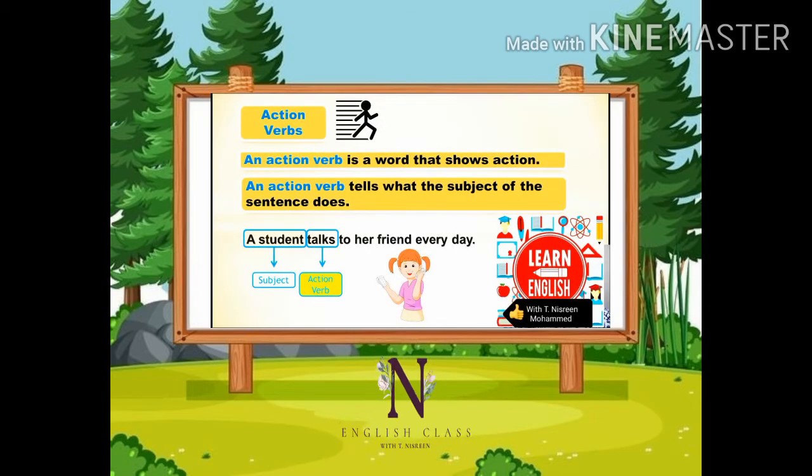Let's talk firstly about the action verbs. An action verb is a word that shows action or tells what the subject of the sentence does. It's so important. Let's look at this example. A student talks to her friend every day. In this sentence, a student is a subject, as we know. Now, after we found the subject, we need to find what does the student do. Yes, you are right. She talks. So talks is an action verb.